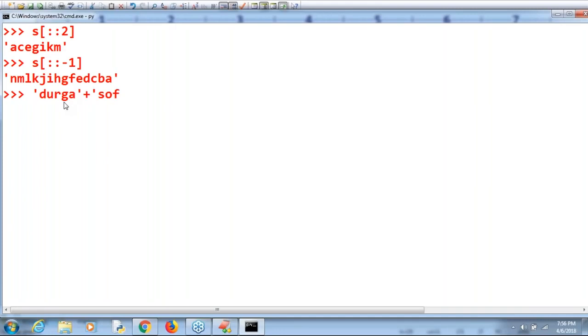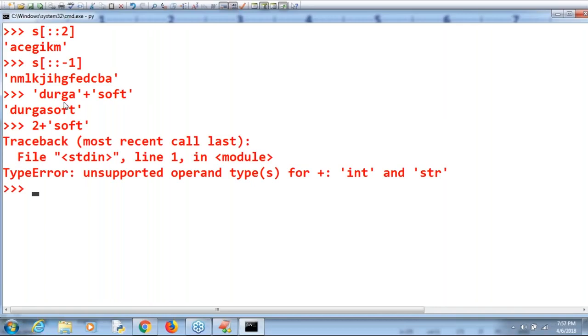Durga plus soft, like this I'm taking. Both are strings only, so yes, Durga soft is the answer. Perfect. Now 2 plus soft I'm taking. Python is going to give an error. Observe that: TypeError, unsupported operand types for plus: int and str.